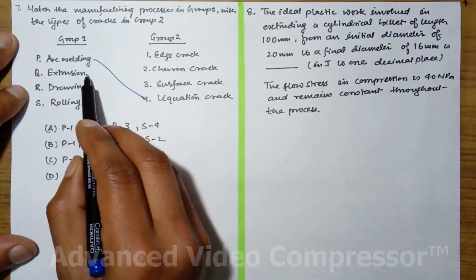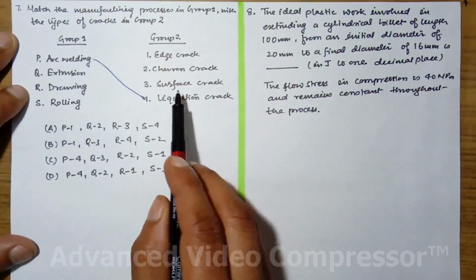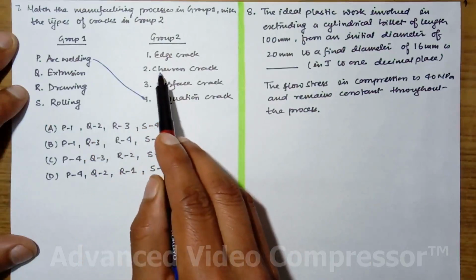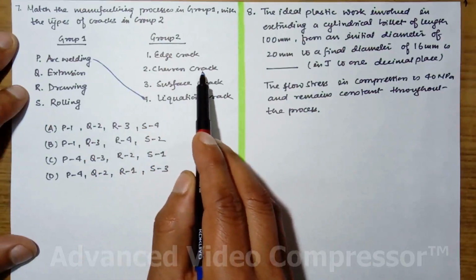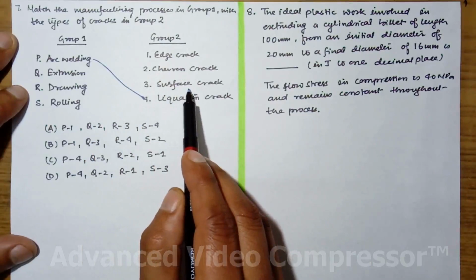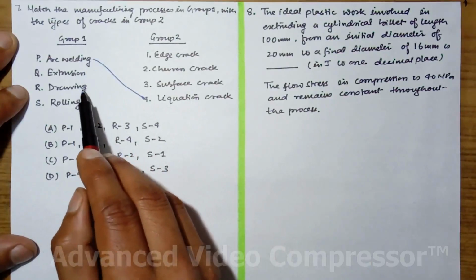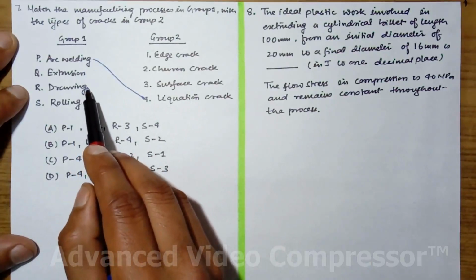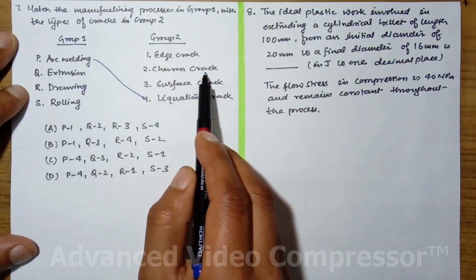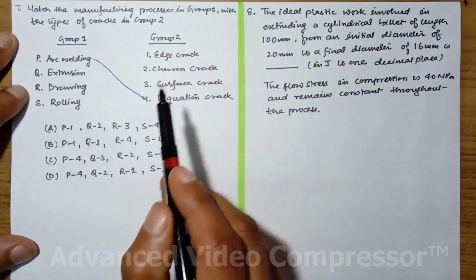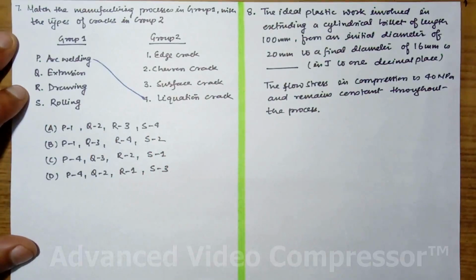Okay. In extrusion, basically chevron crack occurs and surface crack also occurs. So just hold it for a second. Now let us check the drawing part. In drawing, chevron crack also occurs and surface crack also occurs.